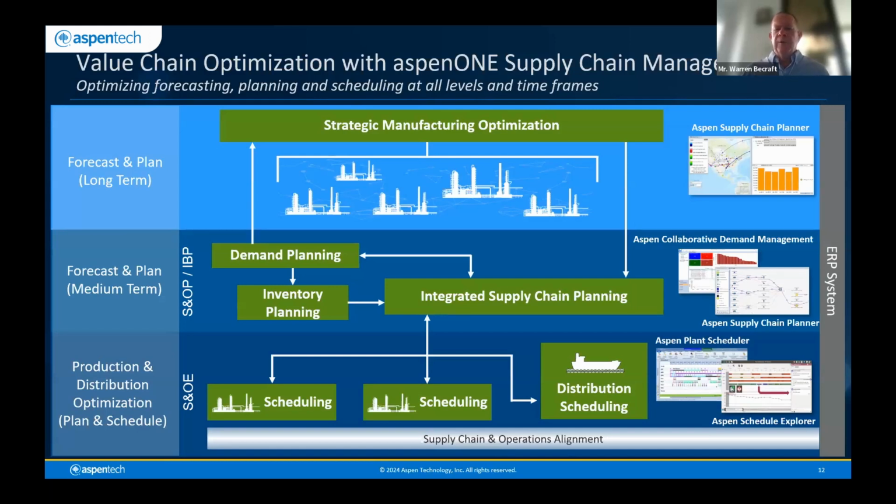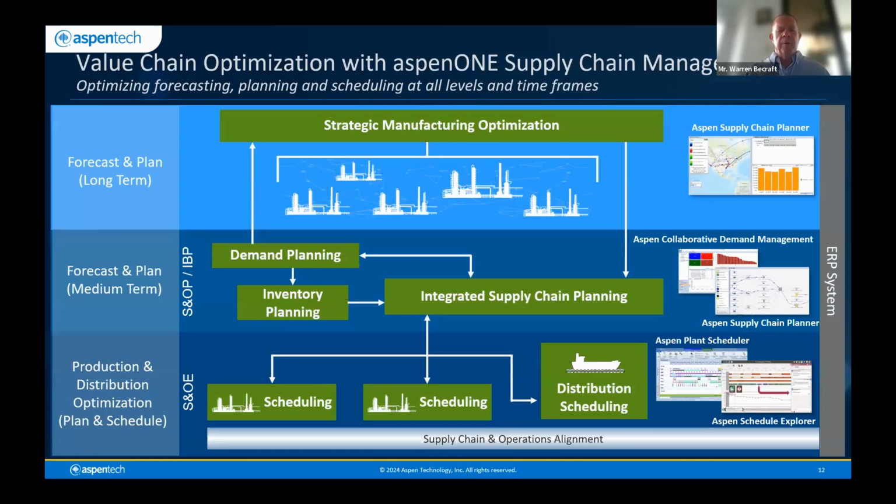Then in the medium-term level for the integrated demand planning and supply chain planning, we have our Aspen Collaborative Demand Management and Aspen Supply Chain Planner solutions. And then moving down to the shorter-term S&OE process, we have our Aspen Plant Scheduler, Distribution Scheduling, and Aspen Scheduler Explorer. All of these, of course, have to integrate to and interact with the ERP systems as the systems of record, pulling master data, demand data, and passing back demand forecasts, supply plans, and schedules back to the ERP.